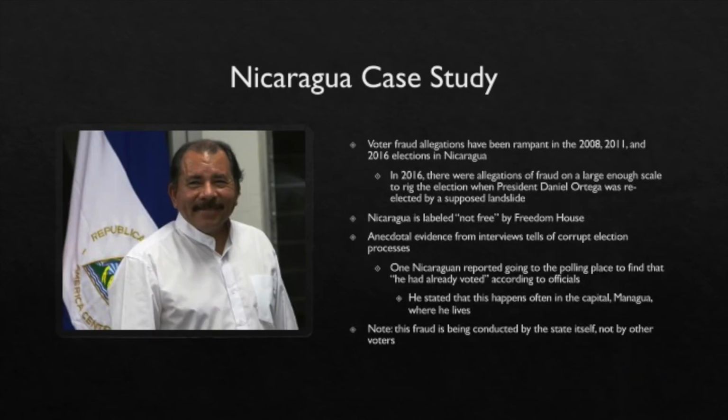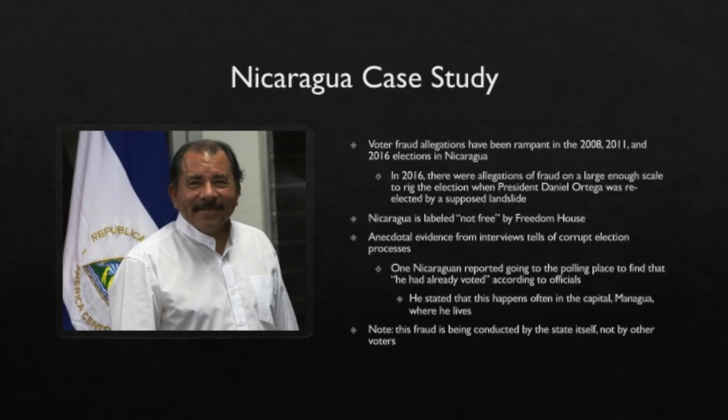So I want to illustrate a little bit more about what voter fraud might look like around the world by looking at the case study of Nicaragua. So Nicaragua's elections have faced allegations of widespread voter and electoral fraud in the past, especially in 2008, 2011, and 2016. So in 2016 specifically, there were allegations of enough corruption to change the election outcome when President Daniel Ortega was reelected in a supposed landslide. So he's pictured on the slide.